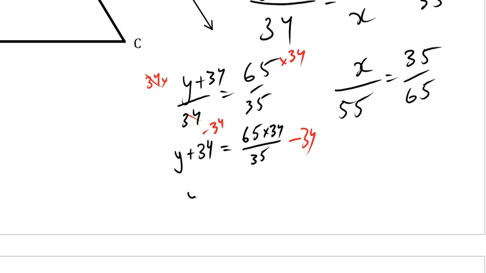And I can, again, do this all in 1 step in my calculator. I don't want to round. 65 times 34 divided by 35 minus 34. Because it does give me a decimal. And you should be able to get it exactly 29.1.